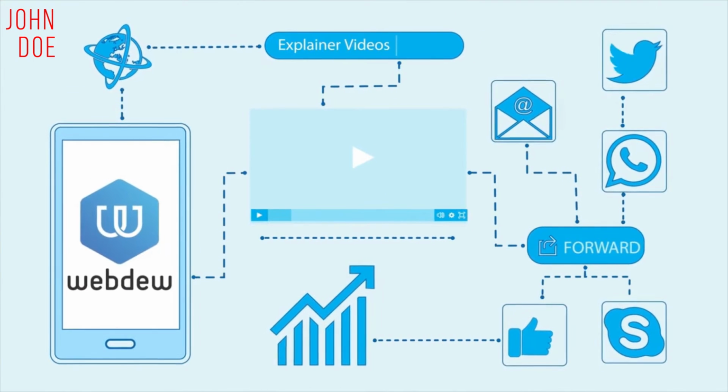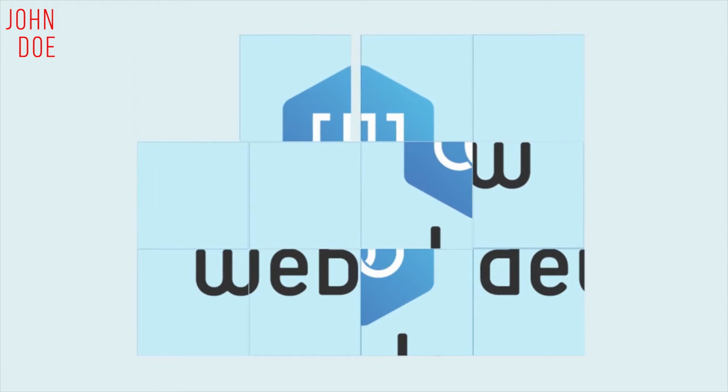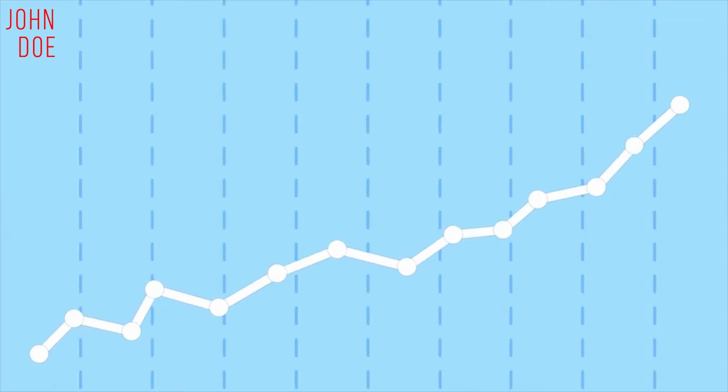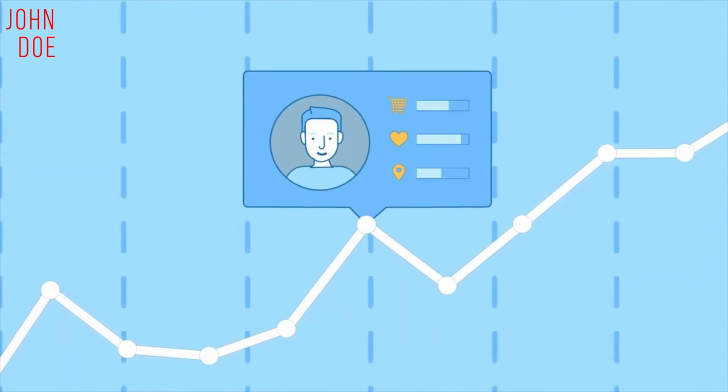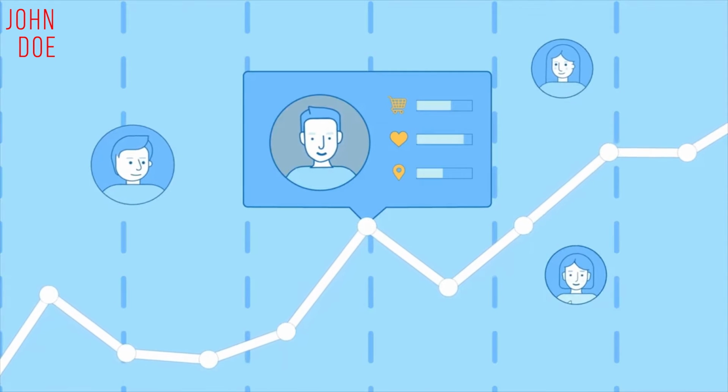In this video, we will talk about 7 effective ways to use explainer videos. 1. Insert videos on a landing page. The website and landing pages are great places to post explainer videos and catch the eyeballs of the visitors.